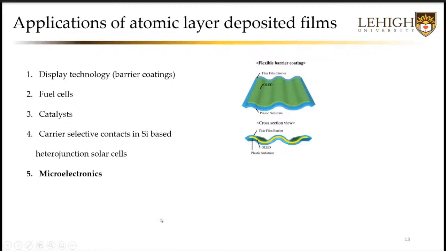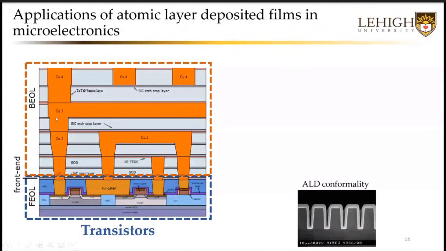So as you see, this is a basic IC diagram. IC here is integrated circuits, which are commonly seen in computer chips. It has two components, front end of the line and back end of the line. In the front end of the line, you have basically transistors, and in the back end of the line, you have interconnects connecting these transistors.